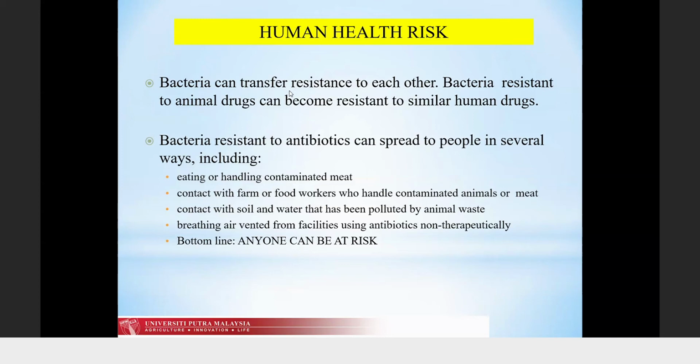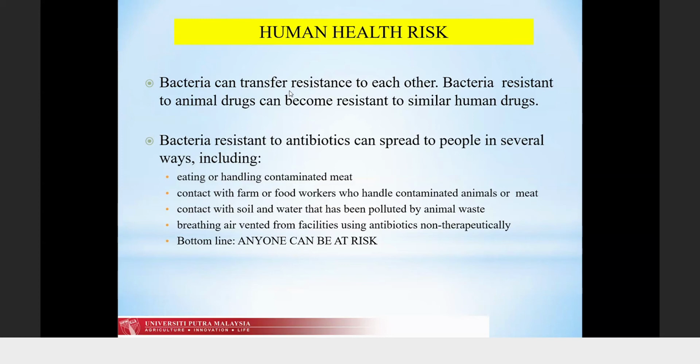Then contact with soil and water that has been polluted by animal waste, usually like E. coli and so on, will be passed down in the feces. So if the soil is contaminated, or the water is contaminated by the animal waste, it could also contribute to the spread of the resistant bacteria to humans.